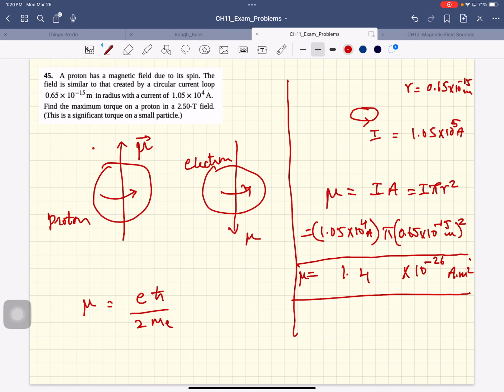All right, so that's the strength of the magnet. And what do they ask you? Find the maximum torque on the proton in a 2.5 Tesla magnetic field. So this would be in an MRI machine, and that's what they do, the torque is on the proton.